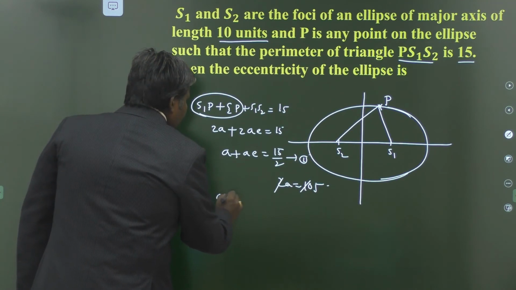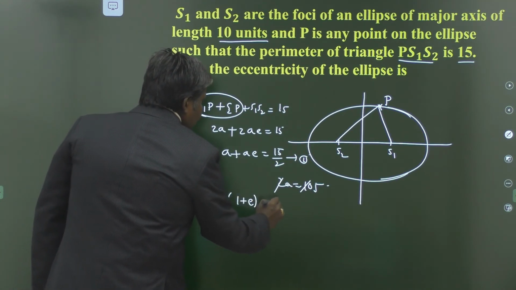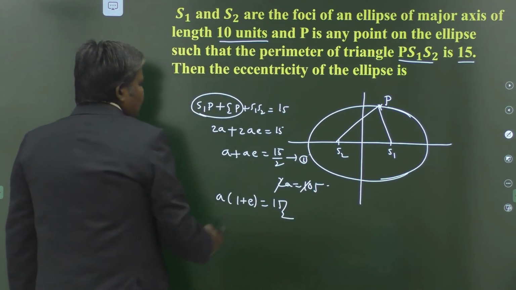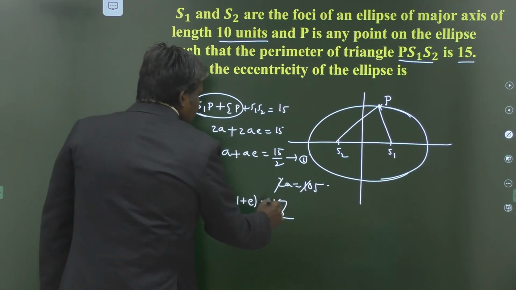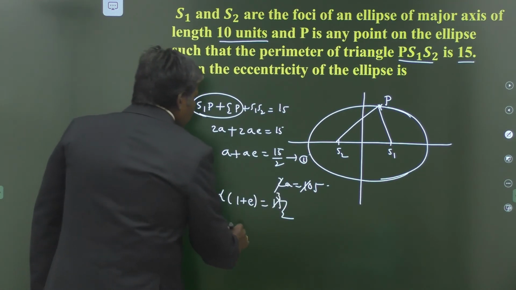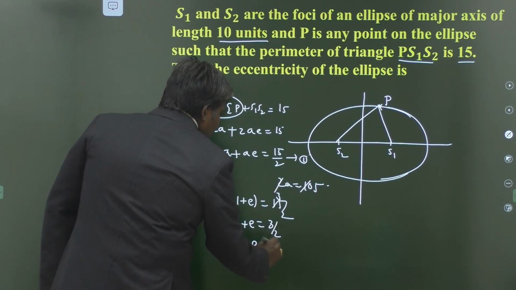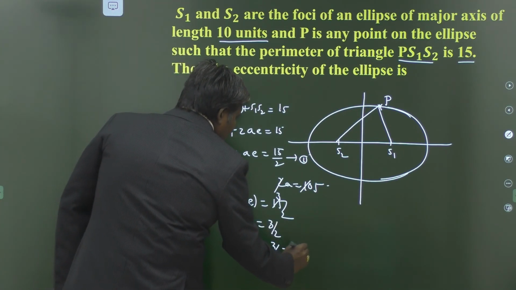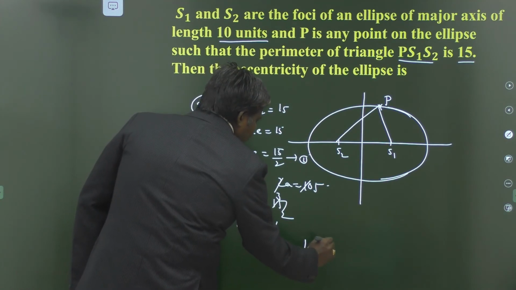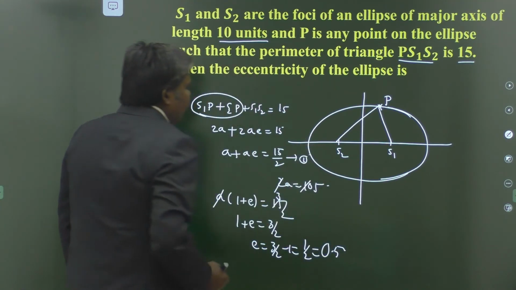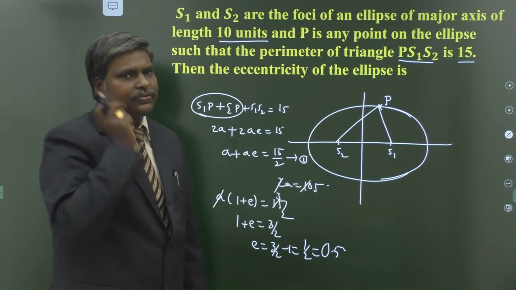So A times (1 plus E) is equal to 15 by 2. A is 5 units, so 5 into (1 plus E) is 15 by 2, so 1 plus E is equal to 3 by 2. Your eccentricity is 3 by 2 minus 1, that is 1 by 2. The eccentricity of the ellipse is half.